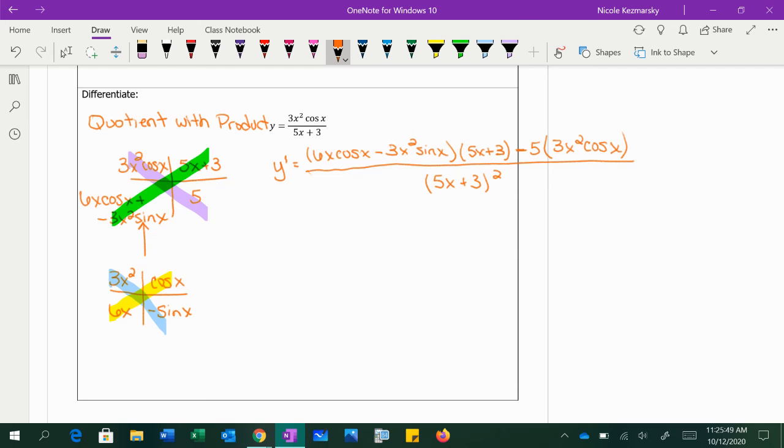squared. And I'm sure that there are ways that we could simplify this. Like in that second term after the minus sign, we could make that minus 15x squared cosine of x. But I think the point's been made. We can layer in some of these derivative rules and do multiple boxes.